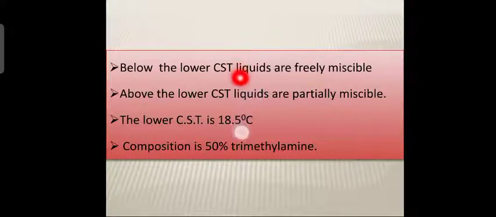Below the lower CST, liquids are freely miscible. This you have seen in the previous slide. So below this temperature there is a single layer, that means both are completely miscible. Above the lower CST, liquids are partially miscible, therefore there exist two layers or two phases. And what is the critical solution temperature for the trimethylamine water system? 18.5 degrees Celsius. And what is the composition at this temperature? 50% trimethylamine, that means 50% water.